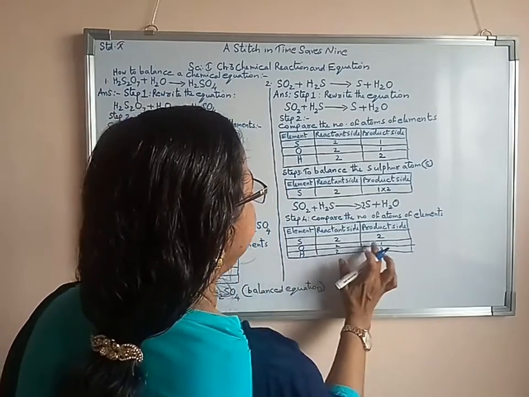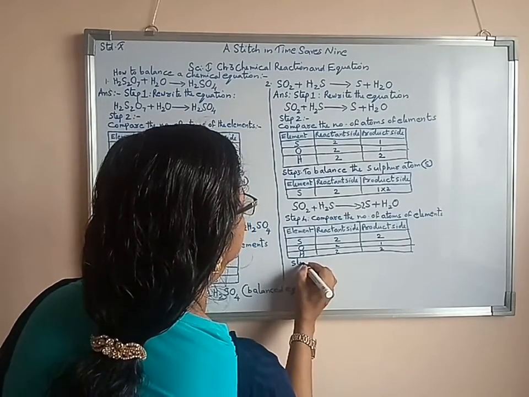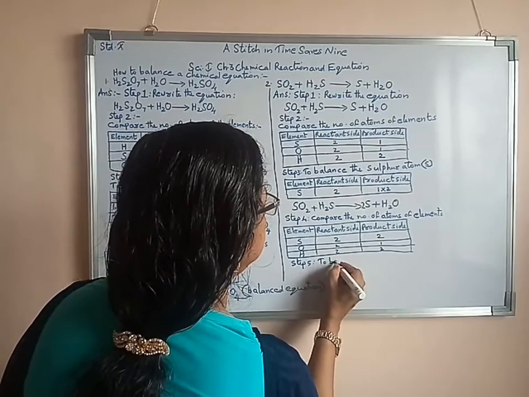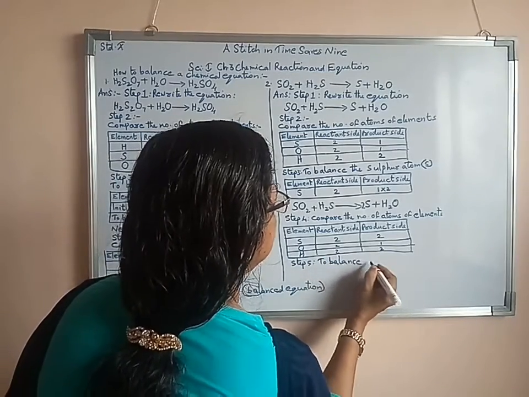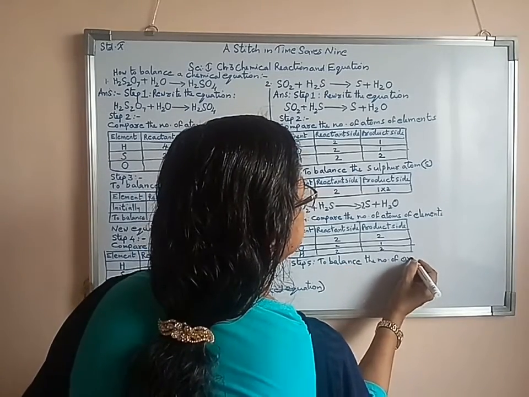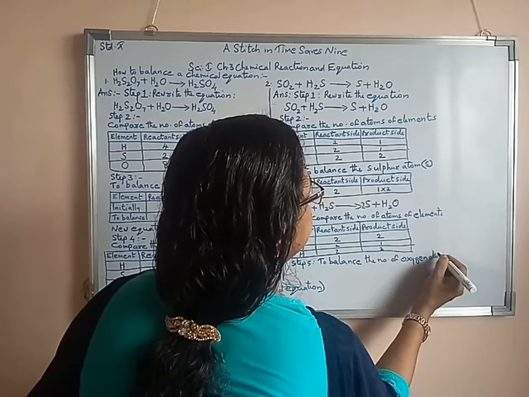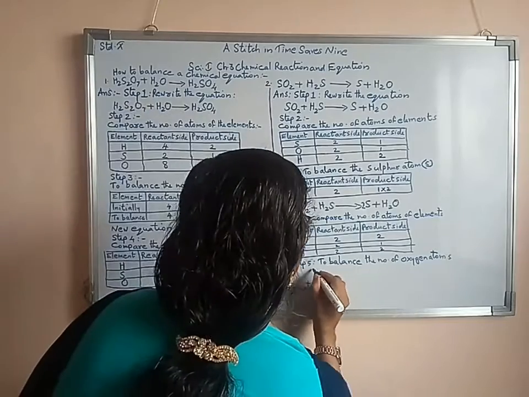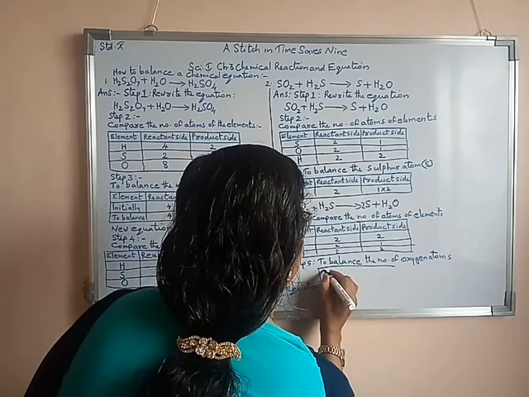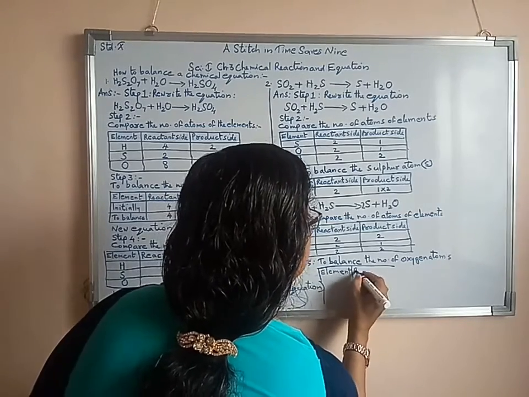Now we have to balance the number of oxygen. So step 5. To balance the number of oxygen atoms, again we have to make the table. Here element, reactant side.